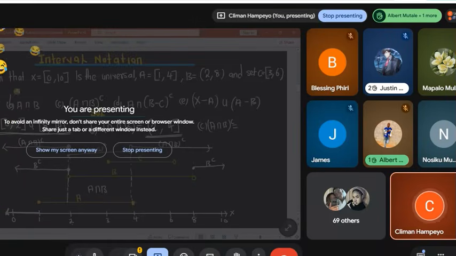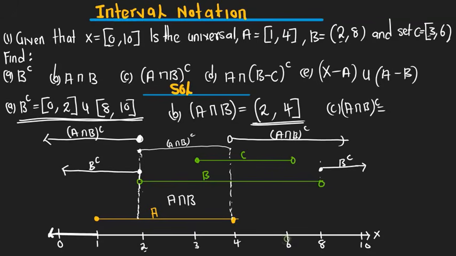It's very clear on how I've written the complement. We know what it means. So, we are going to put 0, included, comma, then 2 is going to be included also, because we close the circle, union. 4, we open the circle here, because 4 is part of the intersection at first, so it should not be part of the complement. And then we take it all the way to 10.